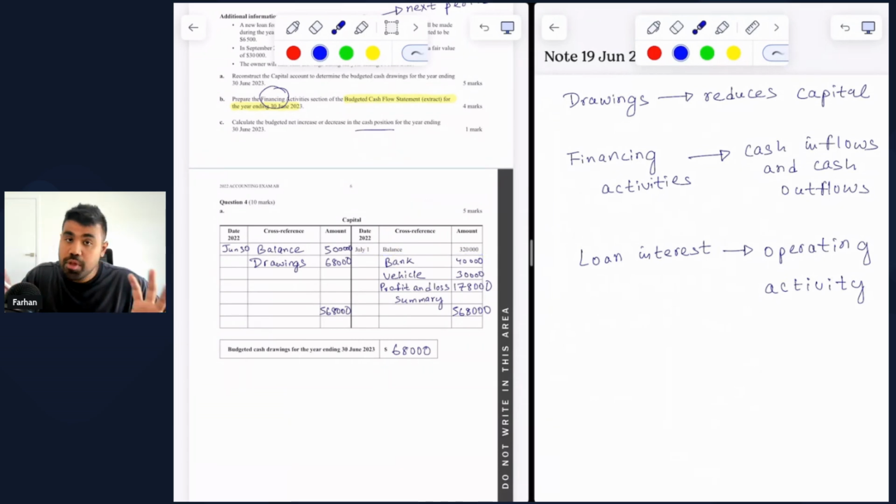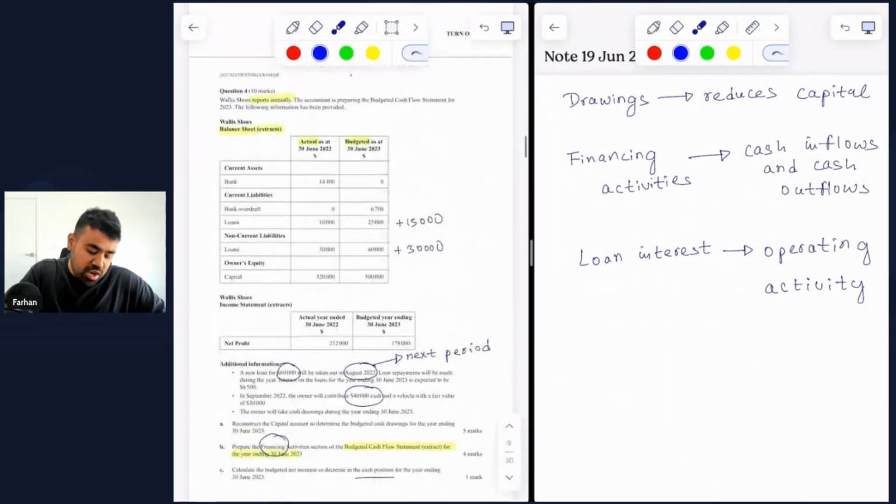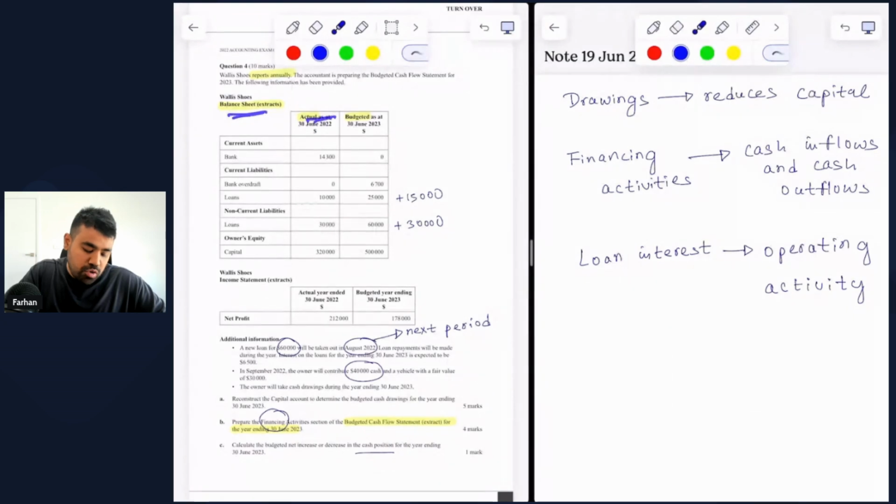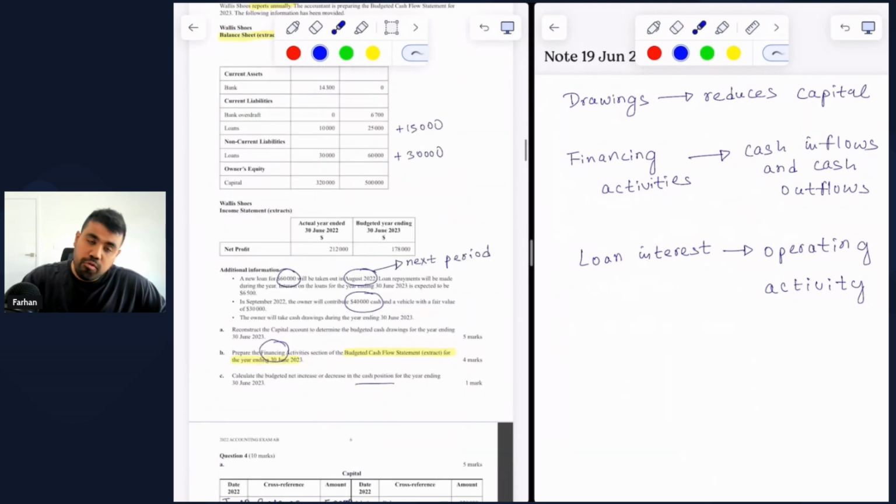Now, let's just assume the opening balance at 1st July 2022 was not given to us. Where would we look for this opening balance then? Let's scroll back up to the question, and you can see the balance sheet extracts, the actual results at 30 June 2022. You can see the capital under the owner's equity of $320,000. This is the closing capital at 30 June 2022, which would be the opening capital in the next financial year starting 1 July 2022 and ending 30 June 2023. So this is where we would look for this amount.